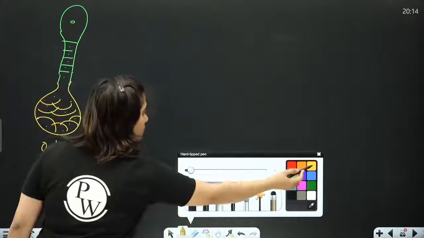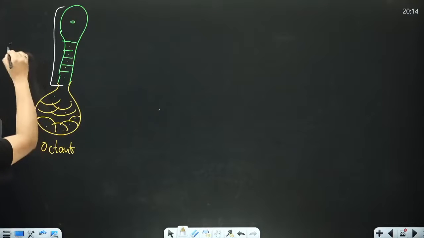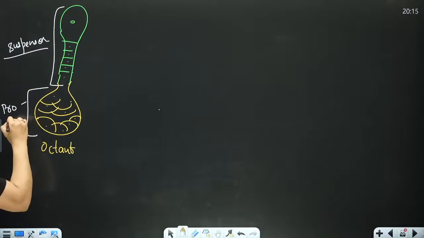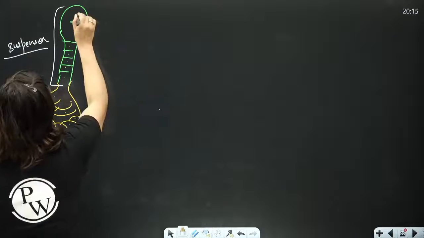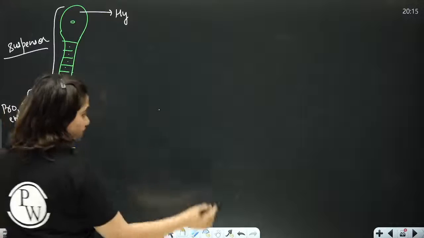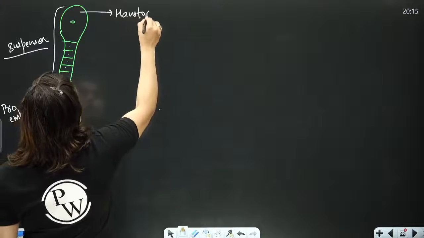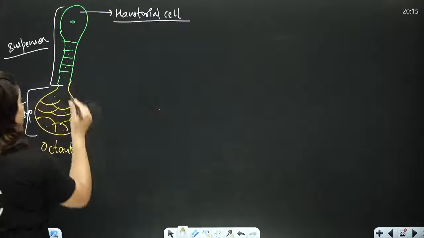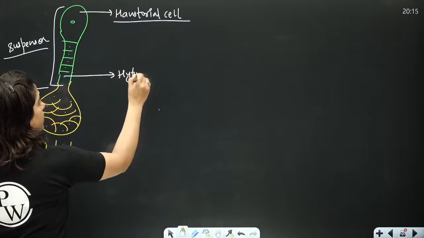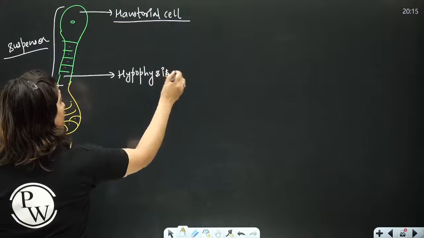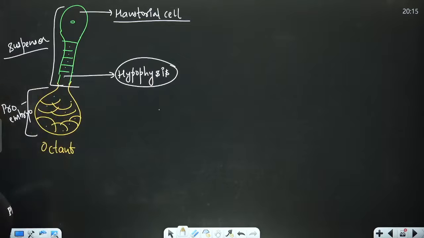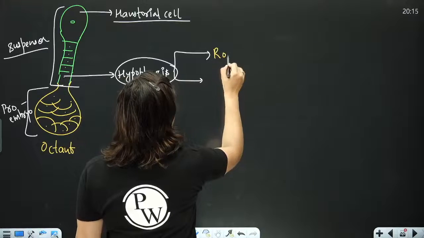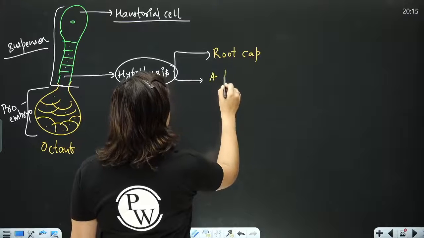So let's explain the various parts of the embryo. This upper part up till here is the suspensor, right? And this is the pro-embryo. The uppermost cell of the suspensor is called as the haustorial cell. And what is the function of the haustorial cell? It derives the nourishment from endosperm. And the lowermost cell of the suspensor is called as hypophysis. What is the function of hypophysis? Hypophysis later on forms the root cap and a part of radicle.